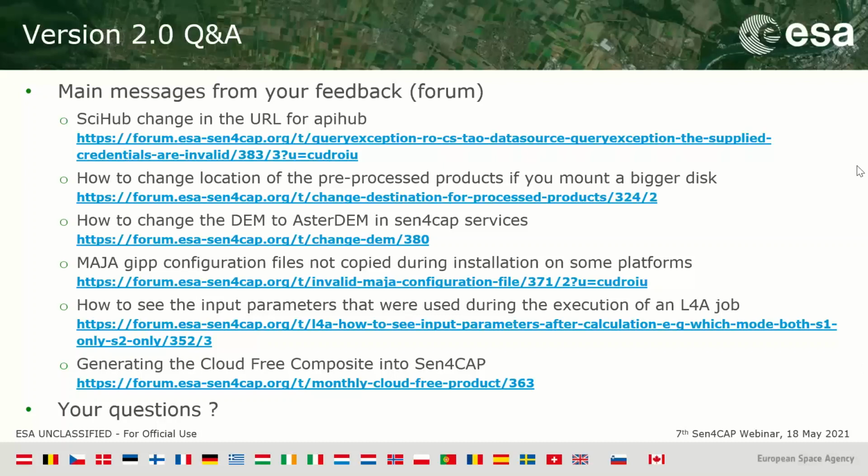This issue occurred in the last 2 or 3 weeks when Sci-Hub changed the query address for extracting the list of products. They say that the requests are transparently performed, but it is not really true because the authentication details are not forwarded, resulting in an authentication error in the Sen4CAP services. To correct this, we provided on the forum a script for the user that encountered this issue. This update will be implicit in version 3.0, but for now you can use the script that we provided for the version 2.0.